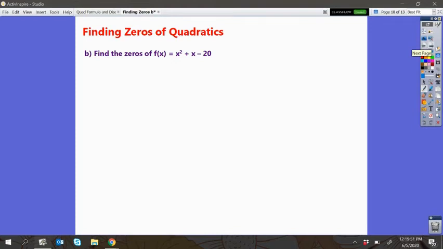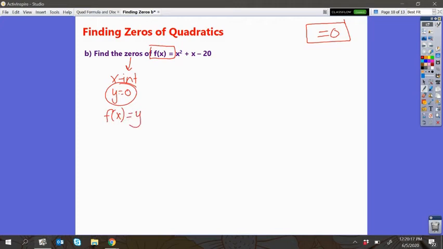Next, it says find the zeros of f of x equals x squared plus x minus 20. Now here, again, you need to make sure that it says equals 0. It says equals f of x. Now remember that a 0 is really just an x-intercept. Remember that if you have an x-intercept, the y value is always equal to 0. And remember that f of x is the same thing as y.